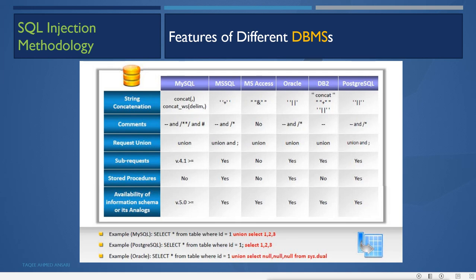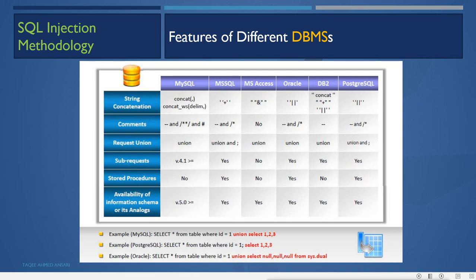In MS SQL it uses plus. In Microsoft Access it uses ampersand. In Oracle it uses two pipes. In DB2 it uses the concat function, plus, or it can use the two pipes. In PostgreSQL it uses two pipes.